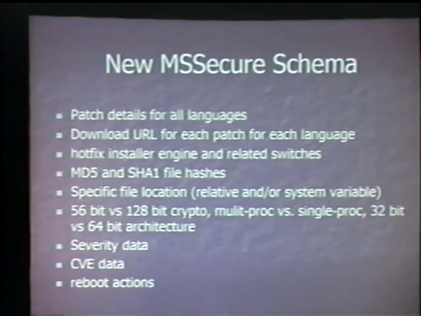Severity data. We've included severity data on security bulletins for every patch. We'll include that in the XML file and give you some switches so you can only view the most severe issues or all the issues. We'll include links to CVE data so you can cross-reference it back to other vulnerability databases. And we'll also record what types of reboot actions might be required after you've applied the patch. So we have a lot of cool data that we record about every single fix that we do.